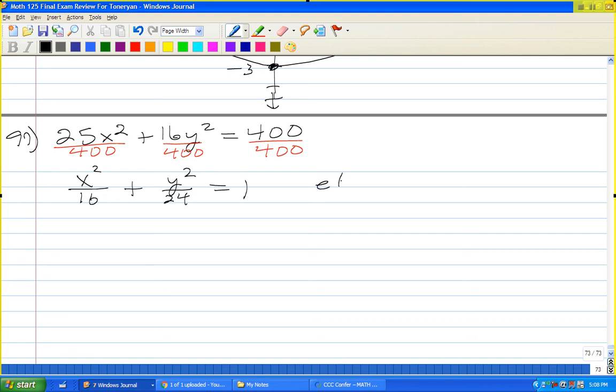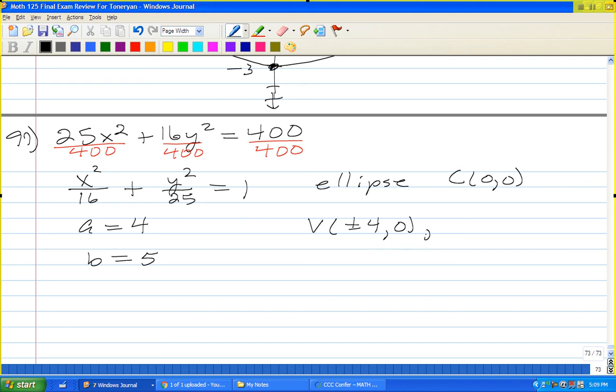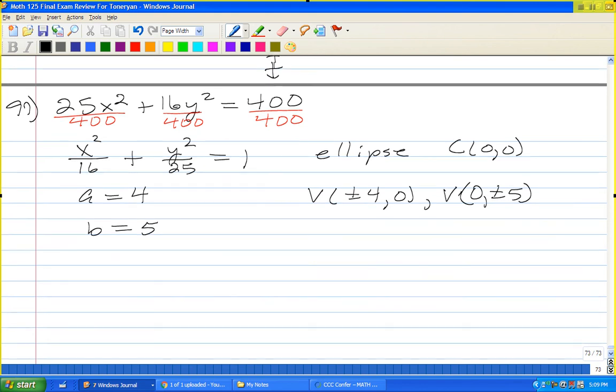So again, this is an ellipse. The center of my ellipse is at the origin. A is 4, B is 5, and C is going to be 3, but I don't care. The vertices are at plus or minus 4, 0, and 0, plus or minus 5. So let's sketch the graph of this.